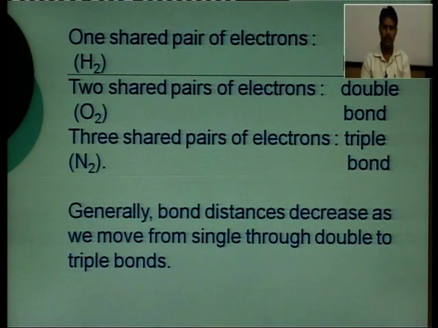Generally, bond distance decreases as we move from single through double to triple bond. That is, if there is a single bond, the bond length will be more, and if there is a double bond, the bond length will decrease, and if there is a triple bond, there is a further decrease of bond length.